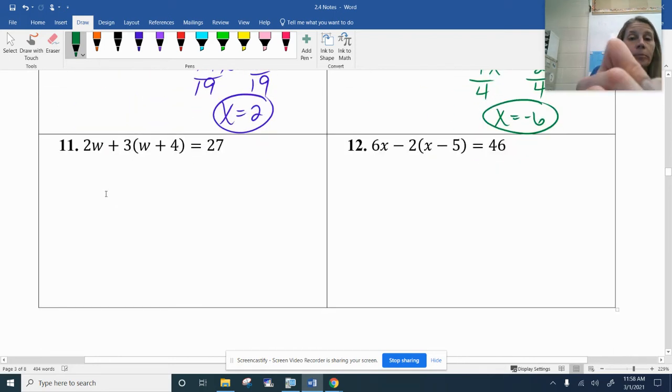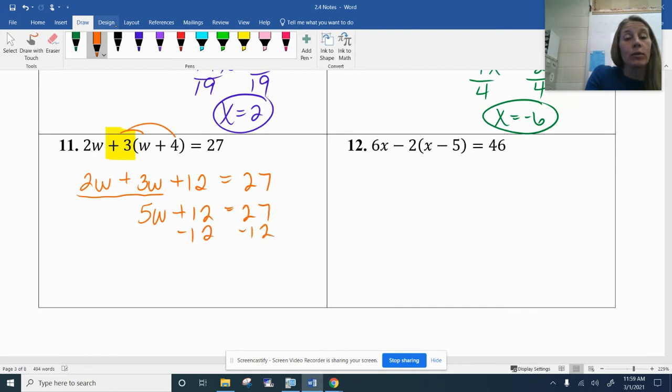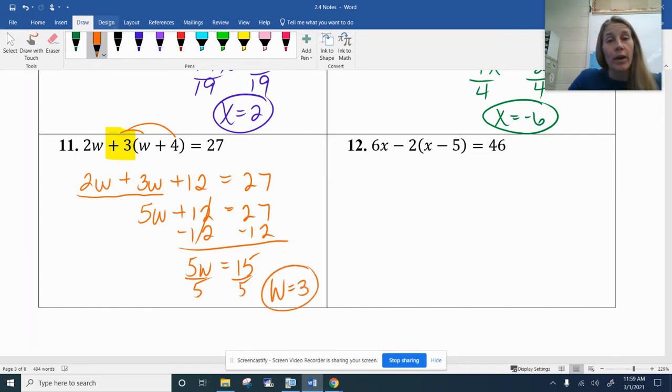Okay, a couple more here. This one we're just distributing a positive 3. So we have 2w plus 3w plus 12 when we distribute. Combining those two w's as our like terms to get 5w plus 12 equals 27. Subtracting the 12. 5w equals 15. And then we would divide, and w equals 3.